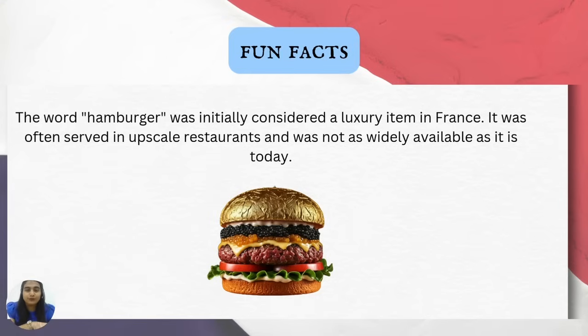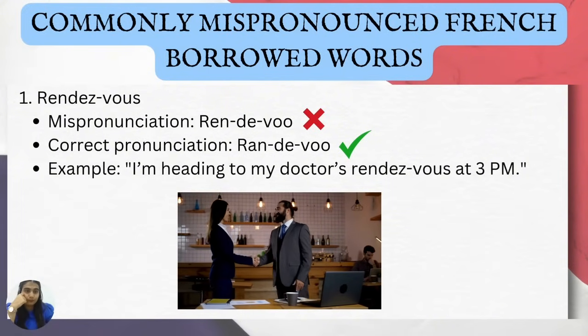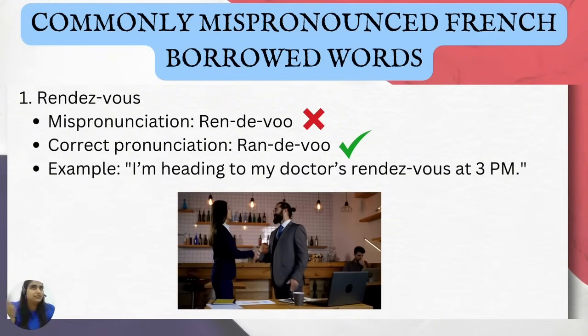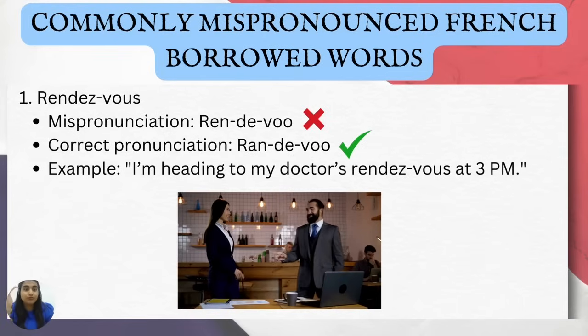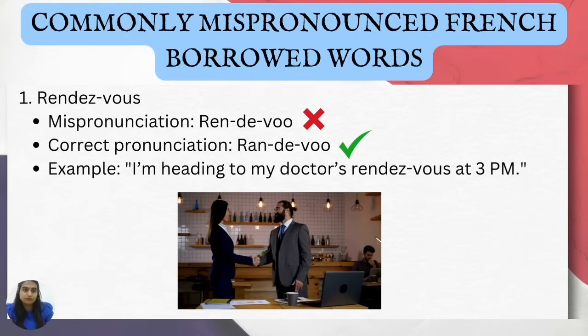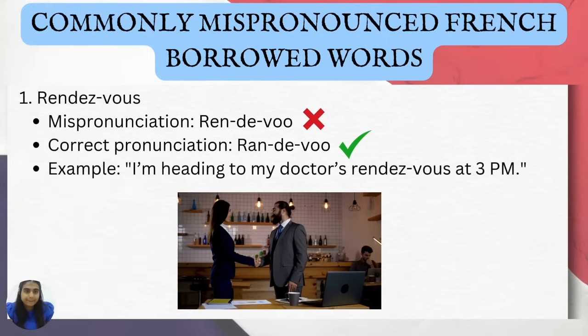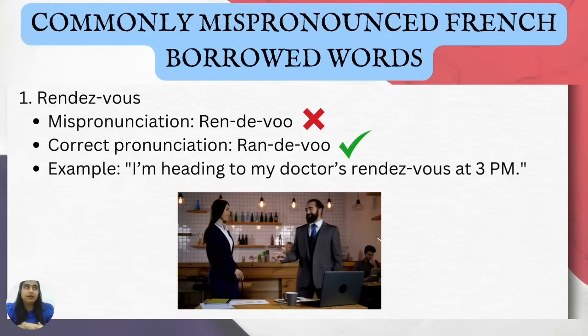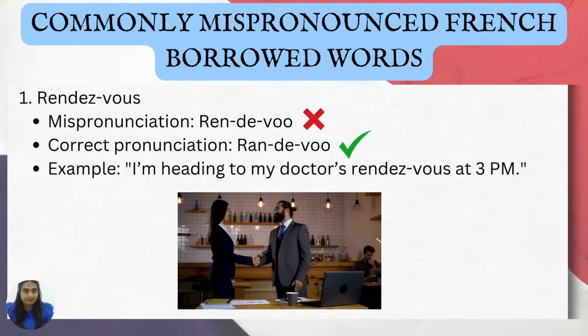Moving on, we are going to look at commonly mispronounced French borrowed words. The first one and the most famous one that we have here would be rendezvous. It's not rendezvous, no. Rendezvous, not rendezvous. For an example, I'm heading to my doctor's rendezvous at 3 p.m. So this would mean a planned meeting or appointment that you have with someone.